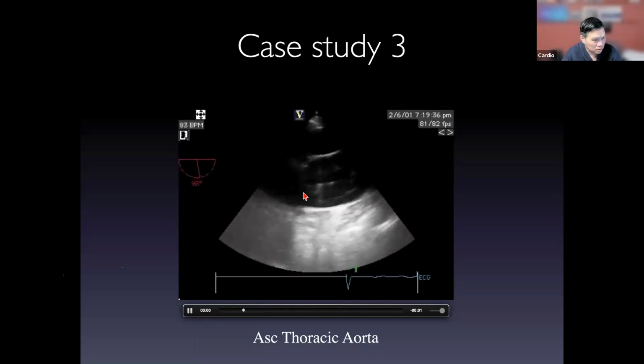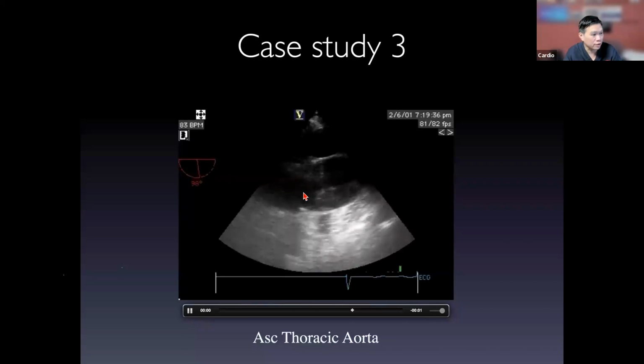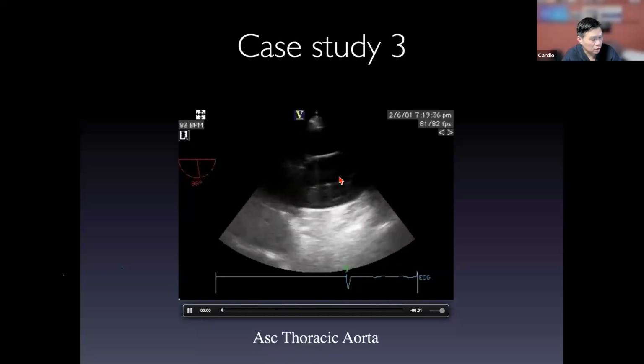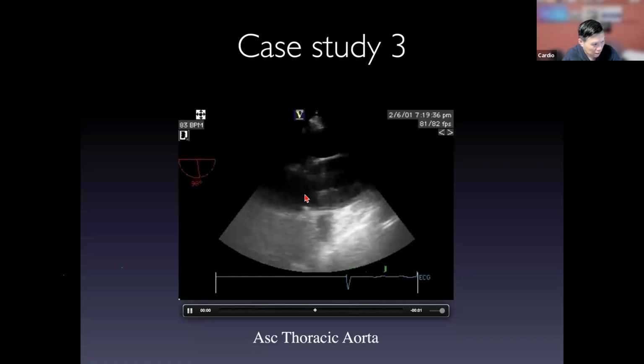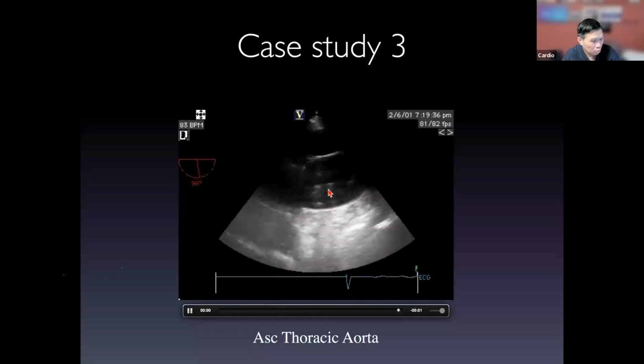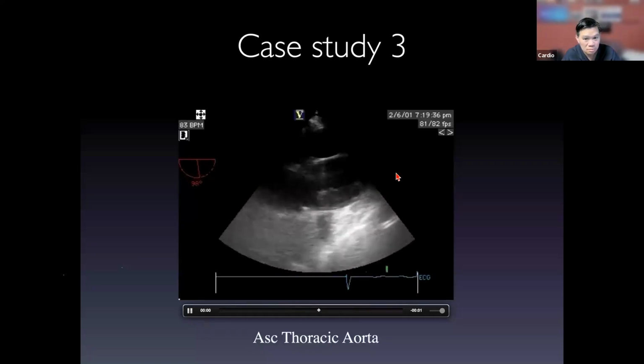So now you have a type B dissection. Do we actually have a type A dissection, which involves the proximal ascending aorta? This is a pull-up of the 90-degree views of the proximal ascending aorta. And clearly, you can see there's a line here, right? Okay, so what do you do? Do you call it a dissection?